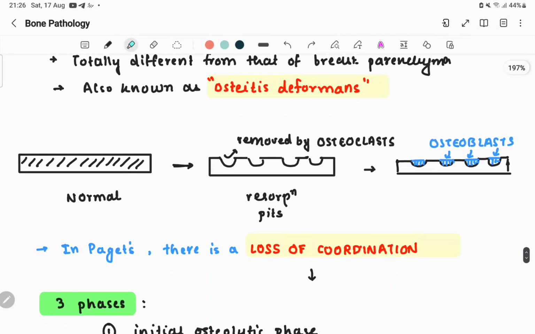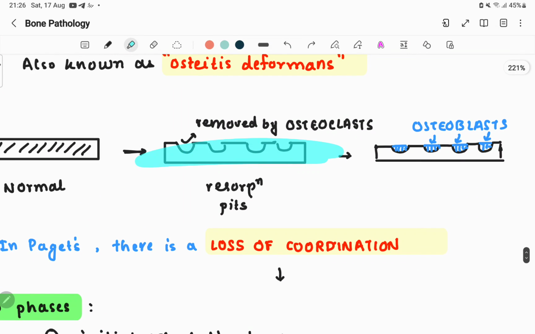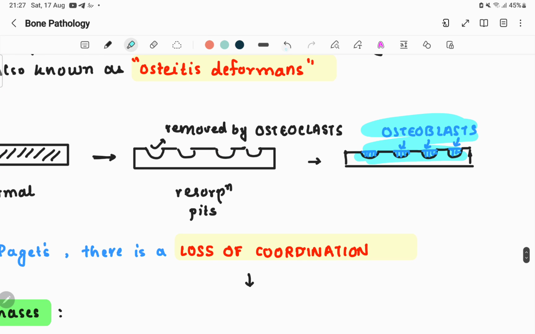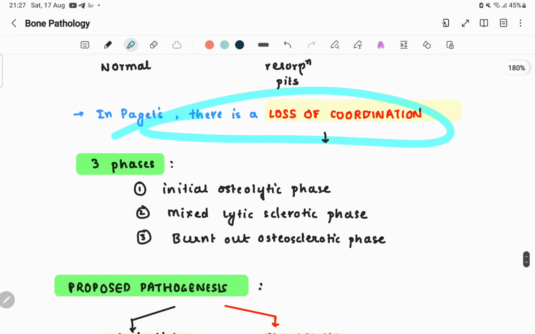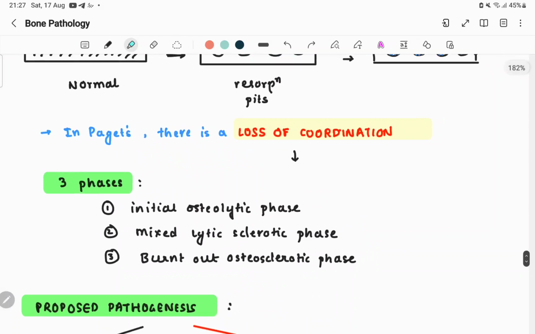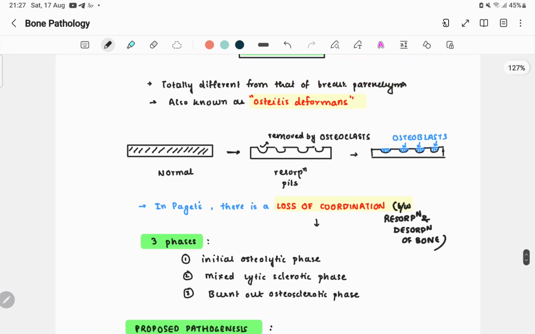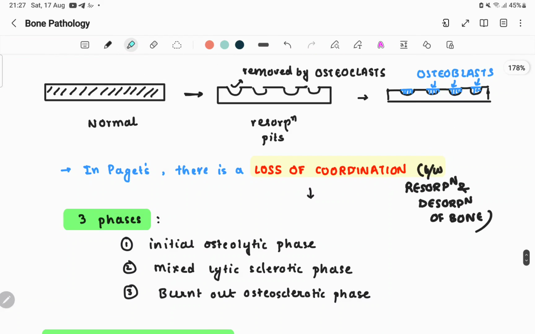How does the pathogenesis occur? Let's assume this is a normal bone. What happens is that resorption occurs. This bone is eaten away by the osteoclasts, and the osteoblasts fill in over here. So there is a loss of coordination between the resorption and the deposition of bone.